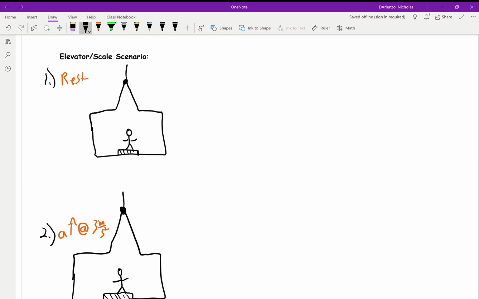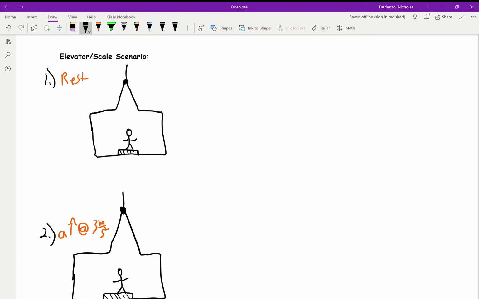Hey everyone. So we're going to go through a little scenario here that is going to give you an idea of how your weight can change while at rest or accelerating up or down in an elevator. And we're going to compare the weight of a person in three different scenarios on an elevator.